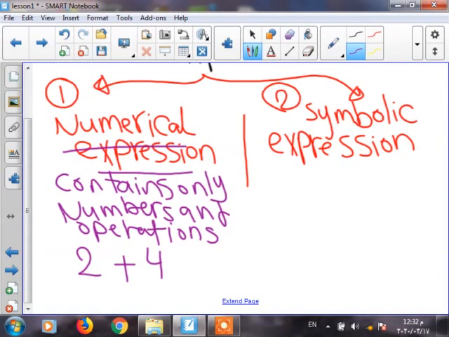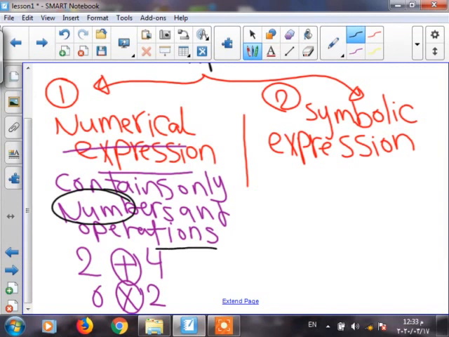Number, and this is the operation, and another number. Another one, 2 times 6. I have here the first number 6 and the second number 2, and I have an operation like times. Numerical expression contains only numbers and operations. Operation like what? Like plus, like minus, like times, or like division. Okay, this is the first one.